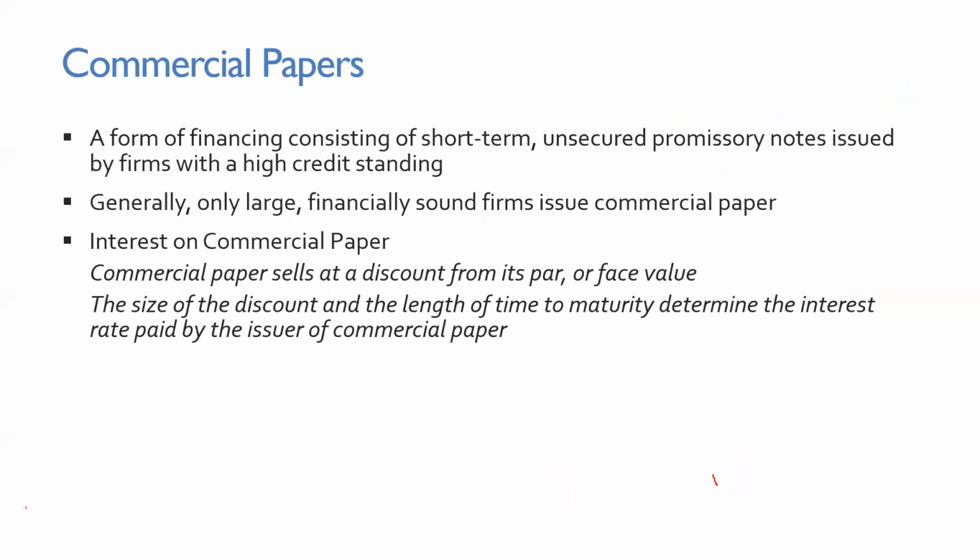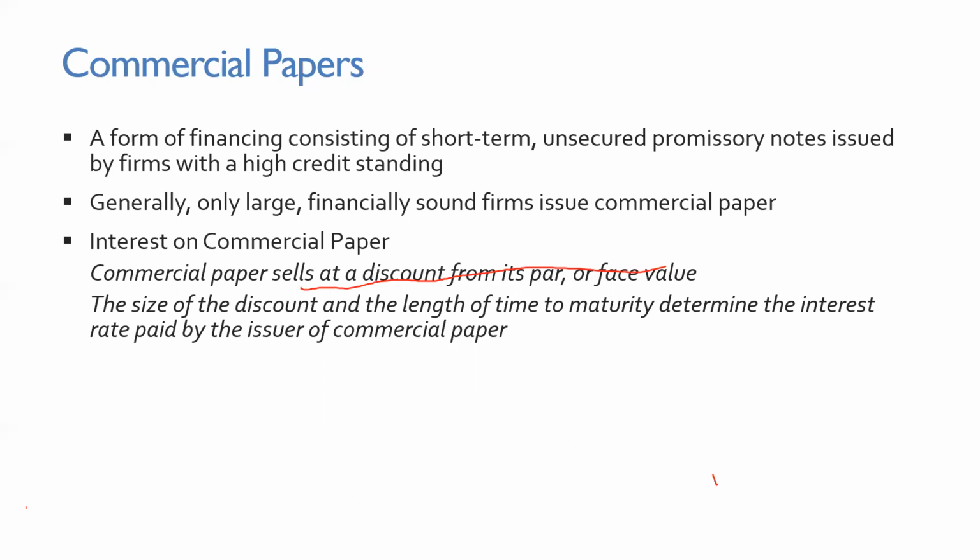So what are commercial papers? Commercial papers are a form of financing consisting of short-term unsecured promissory loans issued by firms with a high credit rating. So outright utang ng companies. So commercial papers usually sell at a discount from its par value or face value. And the difference between the amount that you received and the face value, that's the interest.